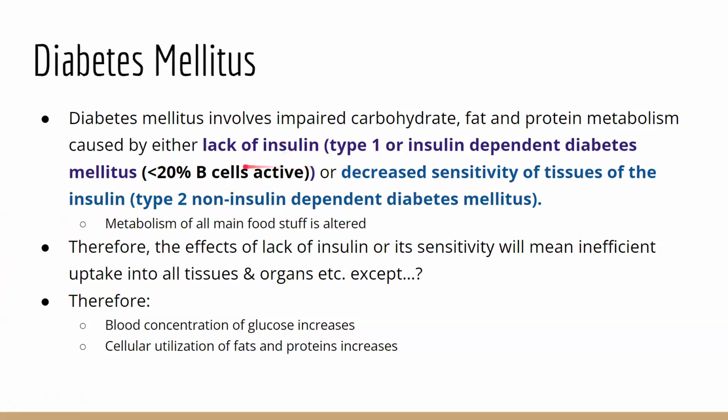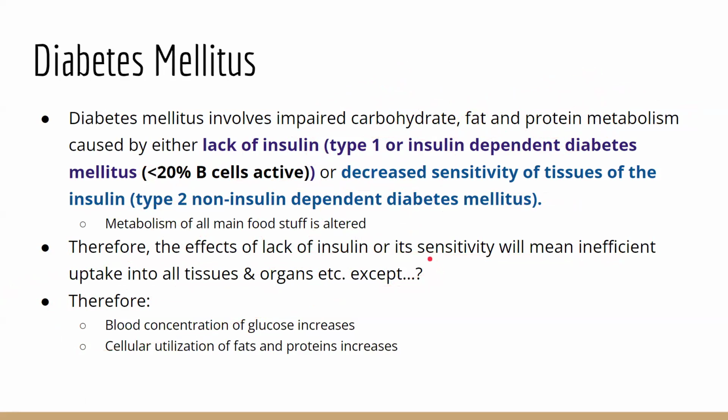So if you have a problem with insulin itself, you have a problem with all of the anabolic properties of insulin. So you have impaired carbohydrate metabolism. You can't form glycogen. You can't form fats and adipose tissue. You can't have protein formation in muscles, for example. Okay, I mean you do have fats. We'll discuss this with type 2 because type 2 is a special case, because these two are different in some ways. So the effects of lack of insulin or its lack of sensitivity will mean inefficient uptake into all tissues and organs, etc.